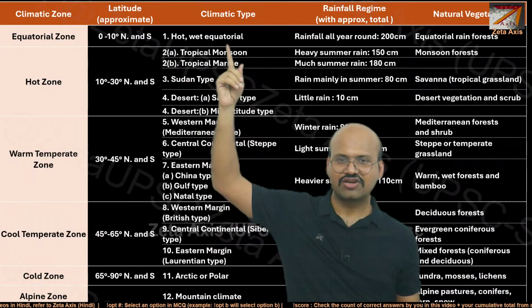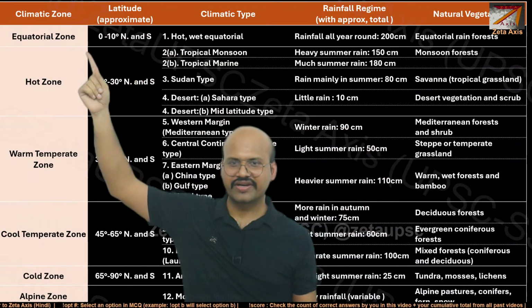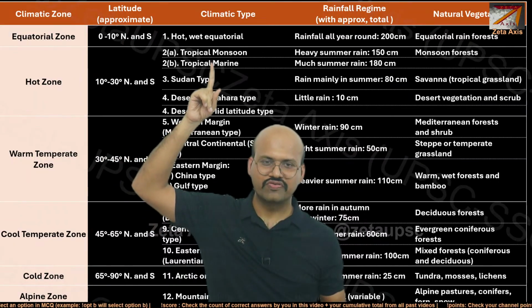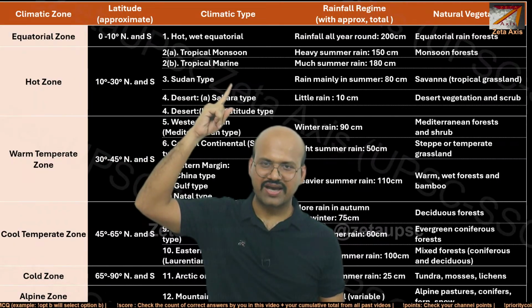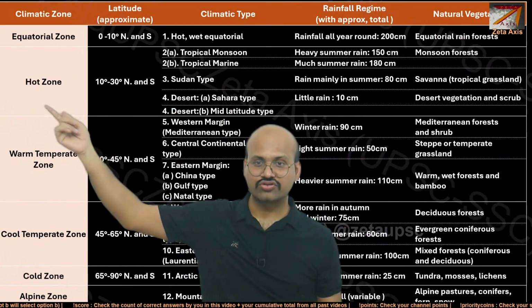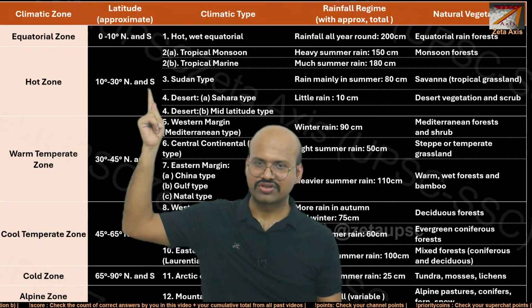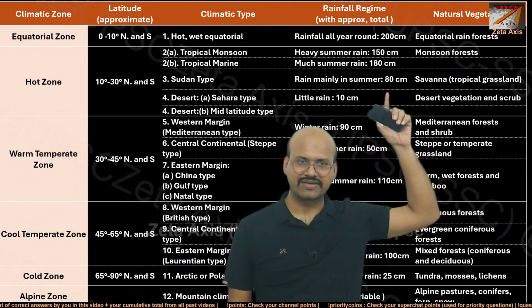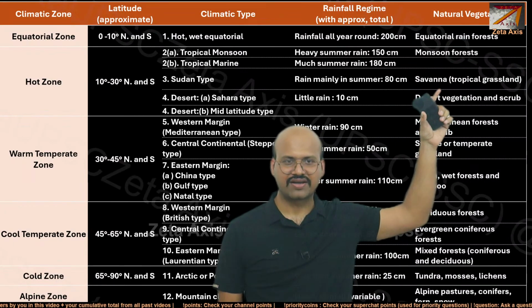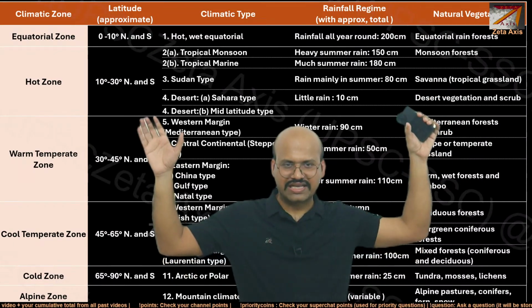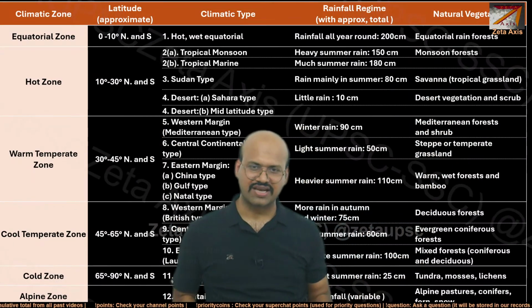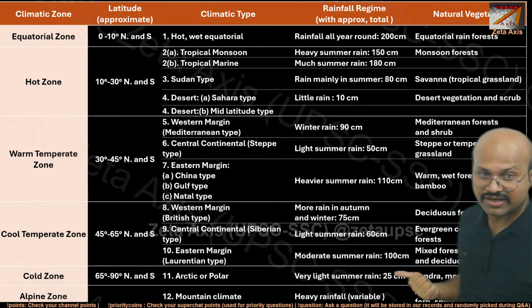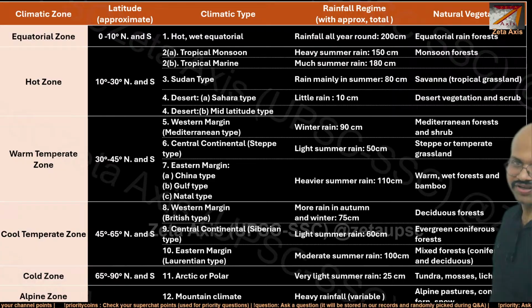So here we can see hot, wet equatorial is located from 0 to 10 degree north and south in the equatorial zone. Tropical monsoon, which is in our India, and tropical marine, are located in the hot zone between 10 degree to 30 degree both in the northern and southern hemisphere. Rain mainly in summer, 80 centimeter. We have this savanna climate here. So these are the climates. We have already discussed each of these climates in detail, but you can use this table for your reference. If you want, you can take a snapshot over here.